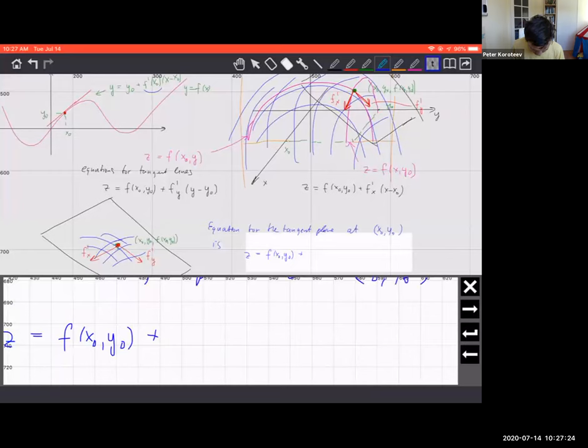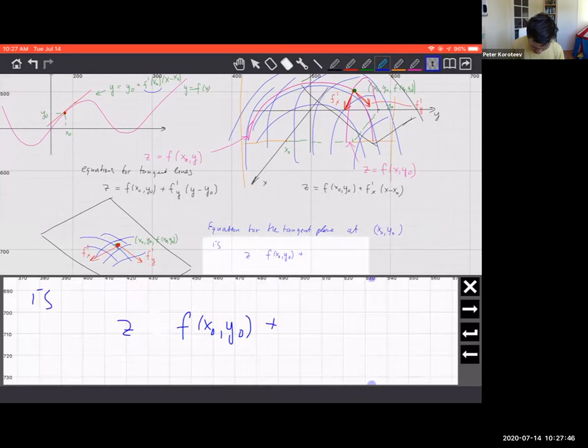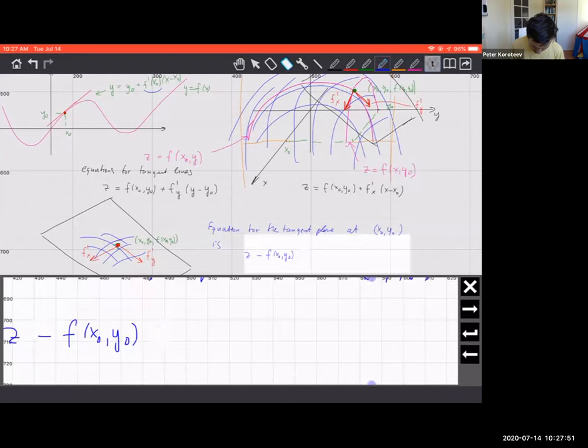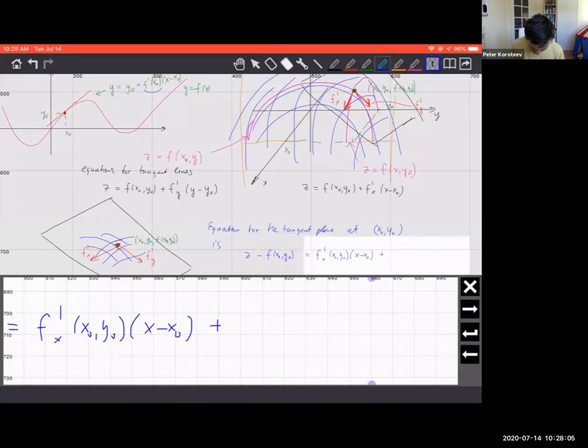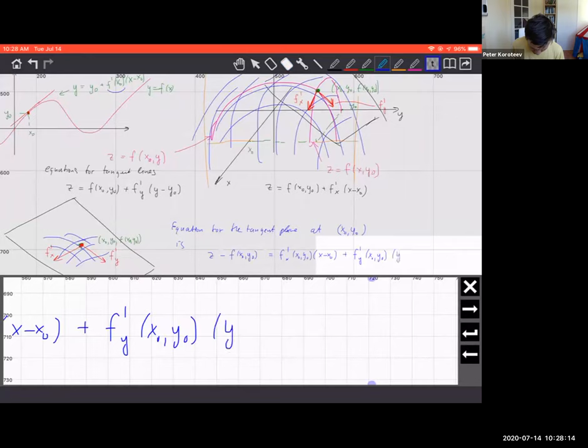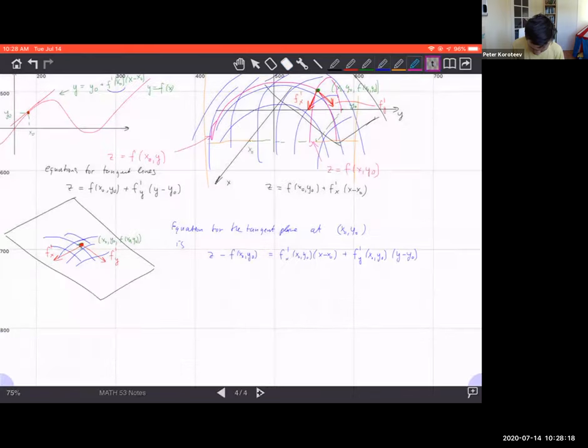So maybe let me write it with a minus, right? So z minus f of x0, y0 is equal to f prime of x at this point, x minus x0, plus f prime of y at x0, y0, times y minus y0. That's the tangent plane equation. Right?